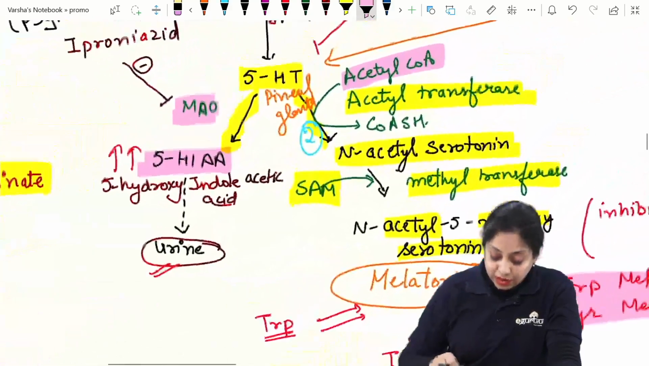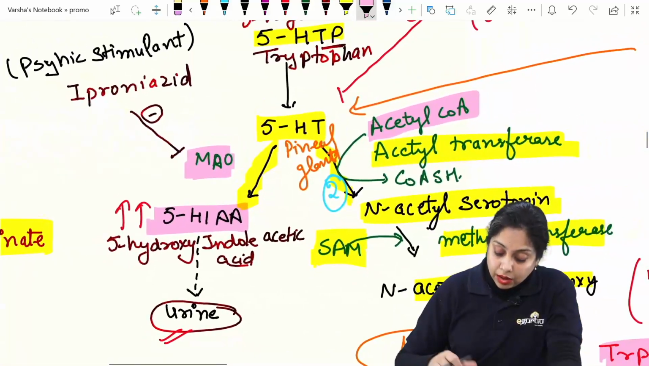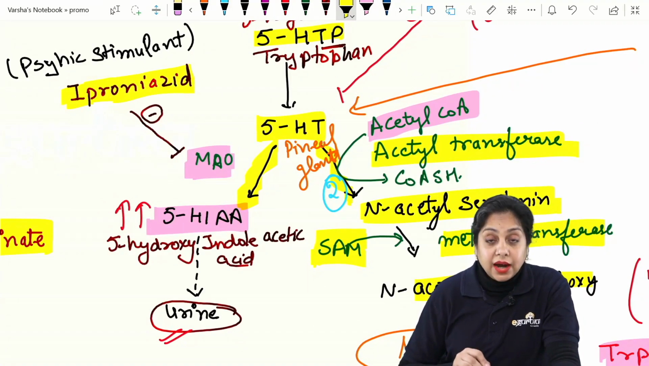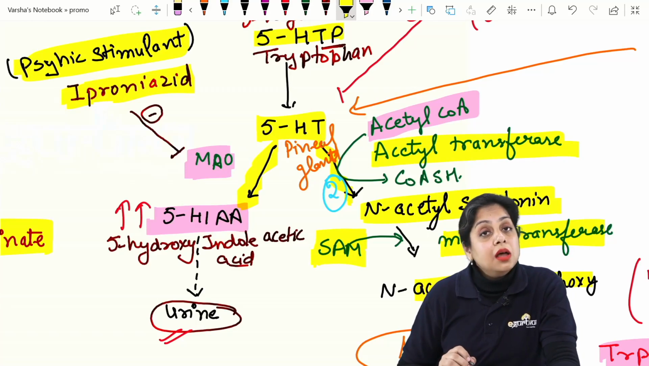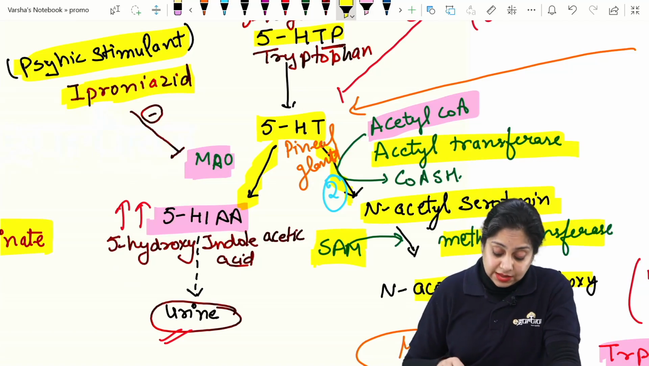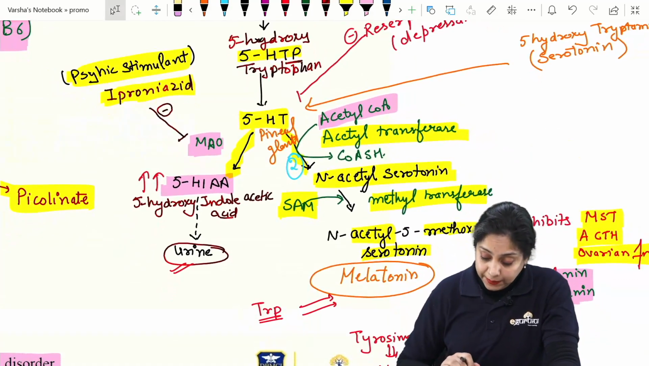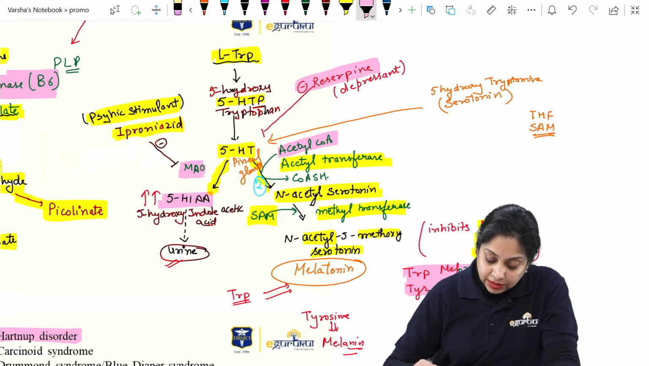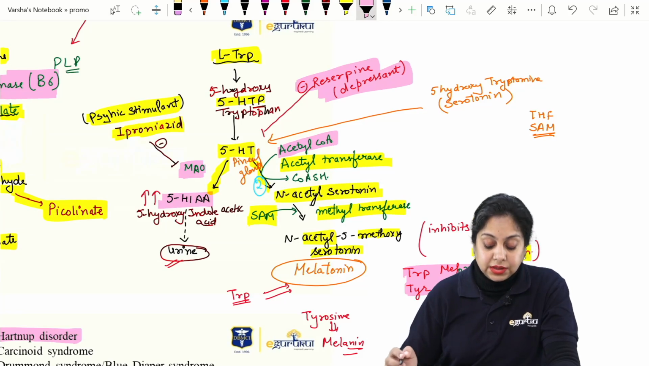Now what else is there about the regulation here? Not iso, I purposefully said that, but this is iproniazid, which is a psychic stimulant. Why is this a psychic stimulant? Because it inhibits monoamine oxidase. So it means the serotonin is not degraded and there is an increased amount of serotonin, hence it is acting as a psychic stimulant, okay? And there is another drug known as reserpine. Reserpine is an antidepressant, right? It inhibits the synthesis of the serotonin, right?